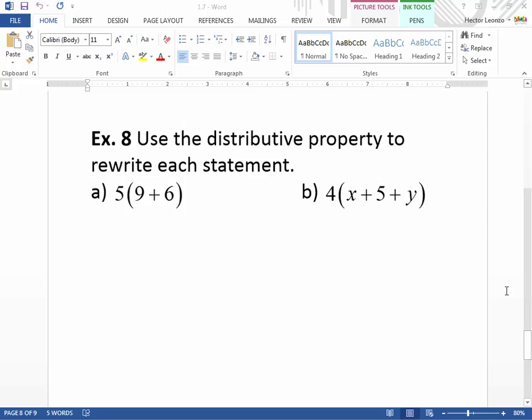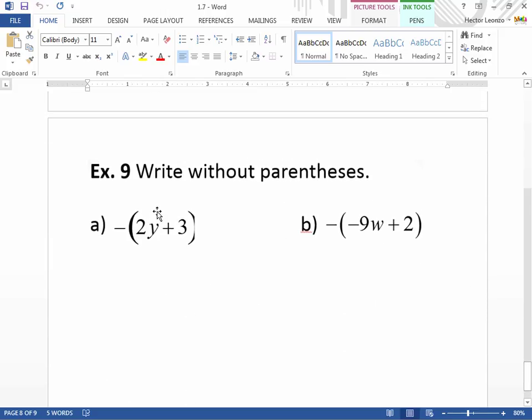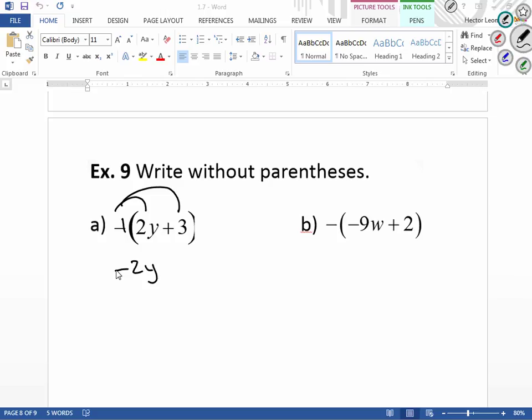Then my last example is also the distributive property, but it just says rewrite without parentheses. When we see a negative sign in front of a parentheses, that's representing -1. So multiply the -1 to the terms on the inside, right? The negative sign by itself, that represents -1. Now, -1 times 2y, that's -2y. Remember, in multiplication, if the signs are different, my answer is negative. -1 times +3, I'm going to call that -3.